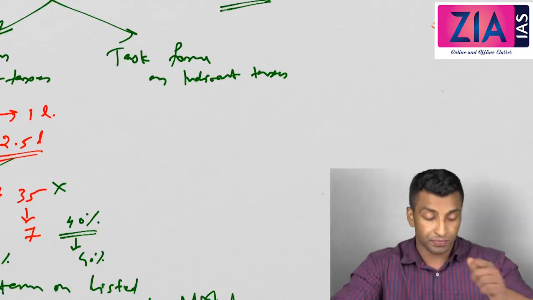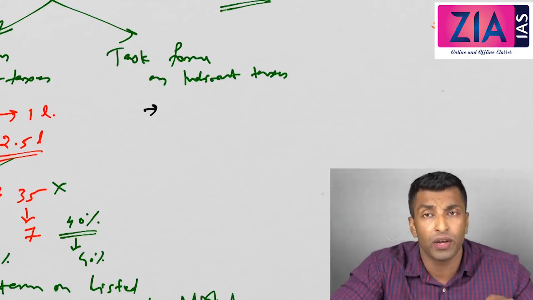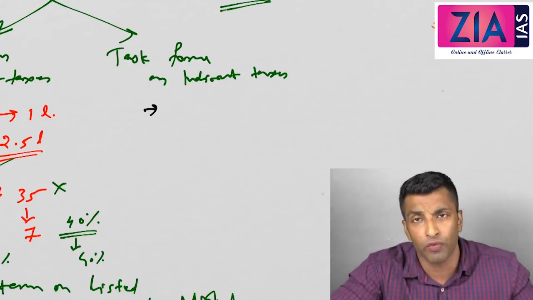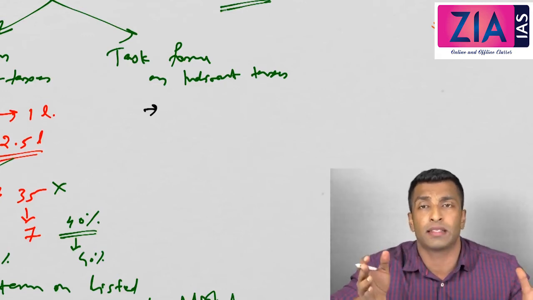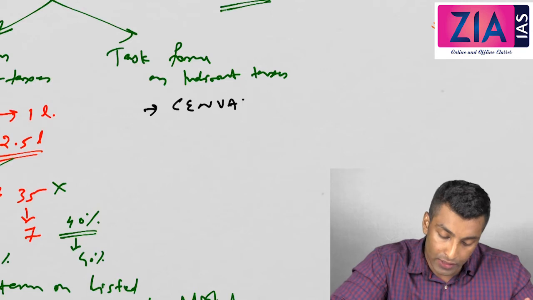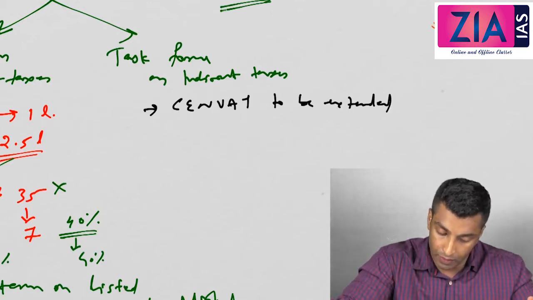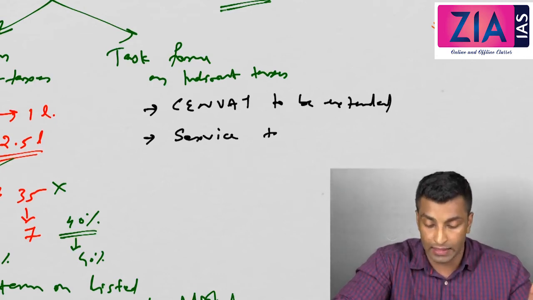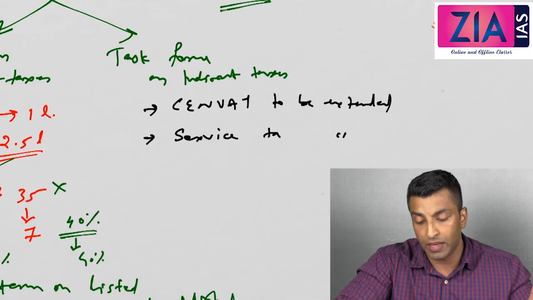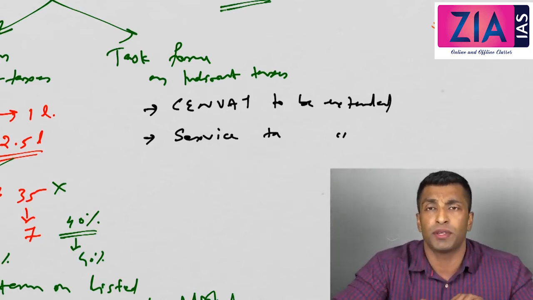Indirect taxes. The first one, at that time it was SENVAT, right? In 2000, SENVAT was introduced. In 1986 MODVAT, that was replaced with SENVAT. The first point was SENVAT to be extended to more items. Second was service tax to be extended, because you need to tax almost all services, and that is also accepted.